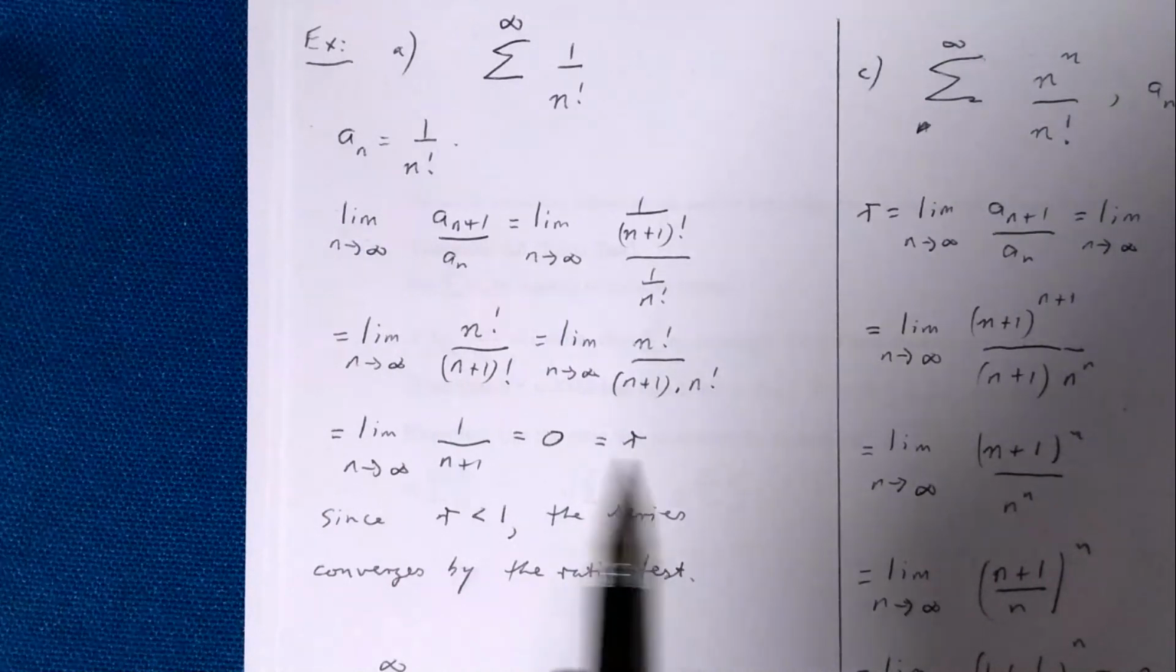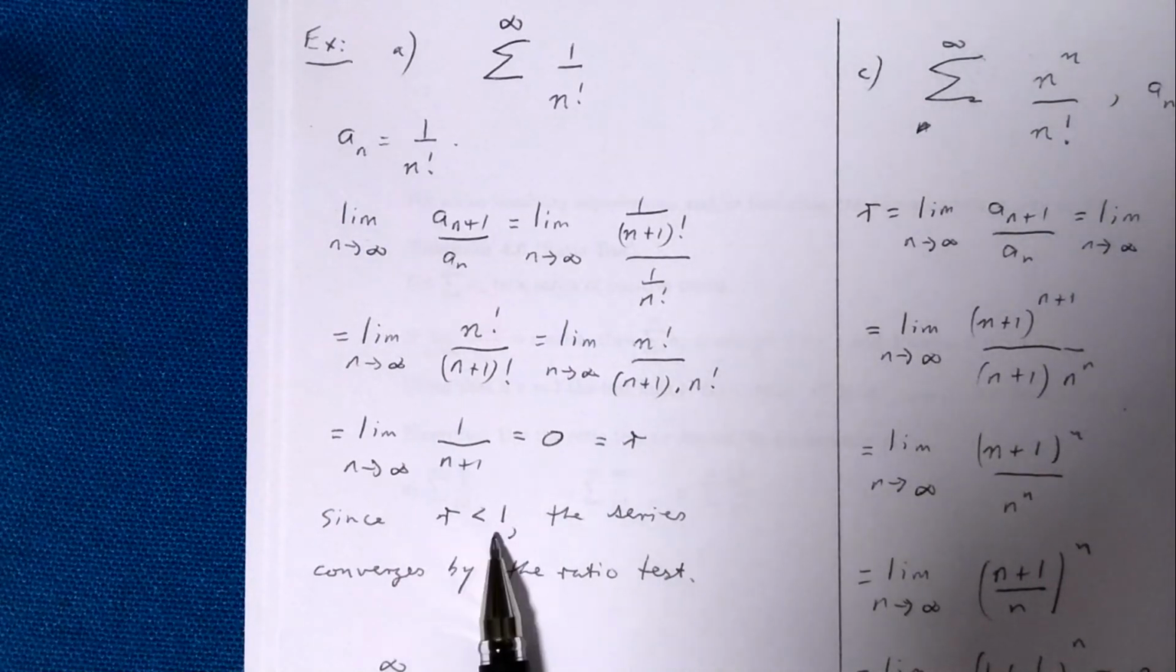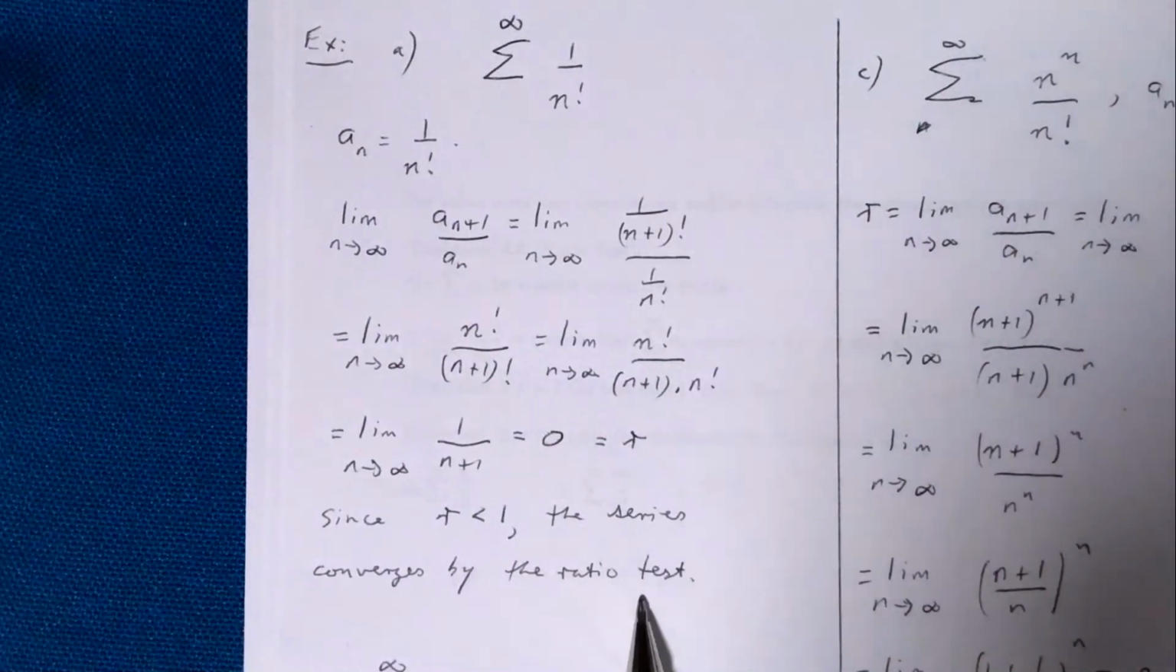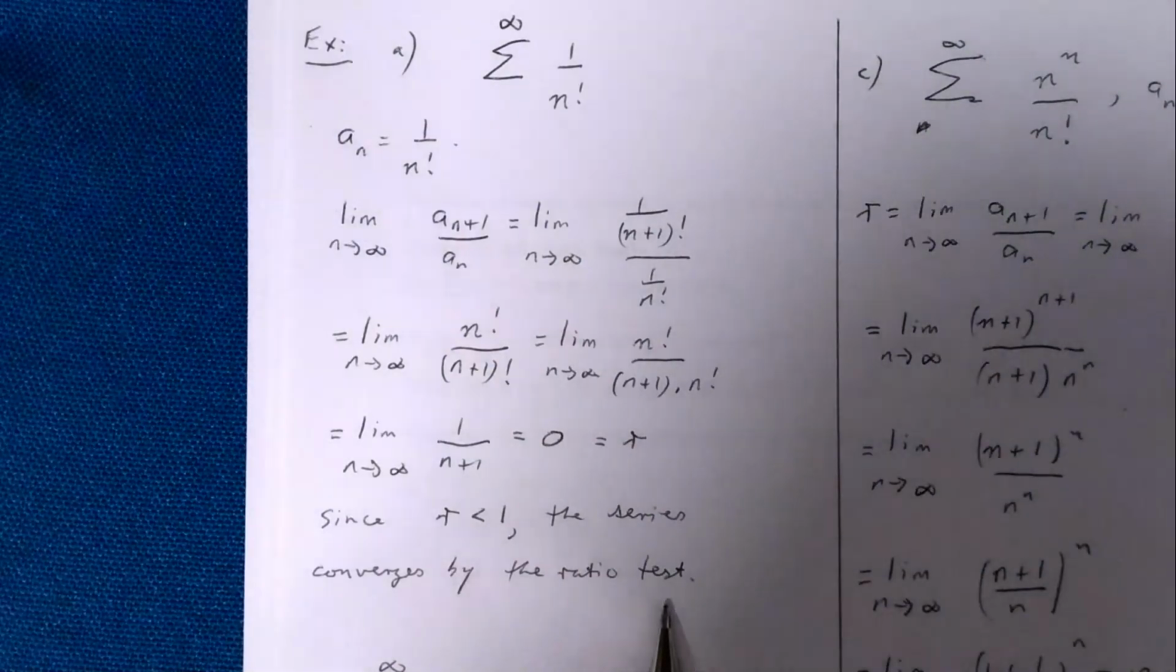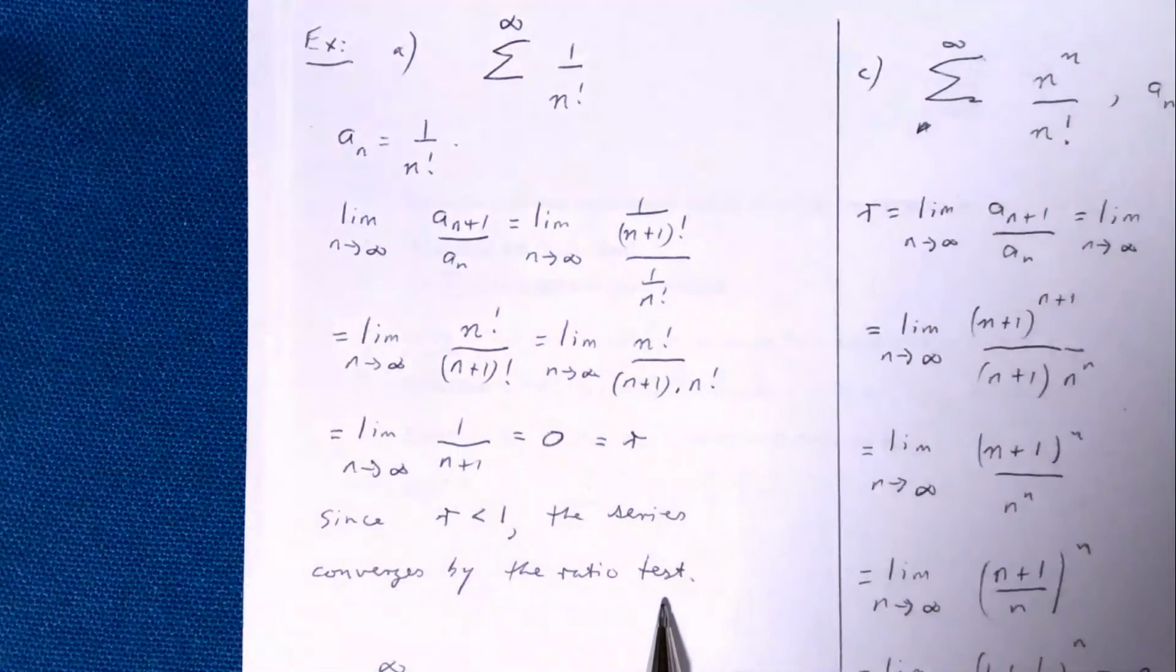Now, in this case, r is 0, and 0 is less than 1. And that tells me this series converges by the ratio test. This series converges by the ratio test. And I'll do a couple more examples of that in the next video, and we'll be looking also at alternating series.